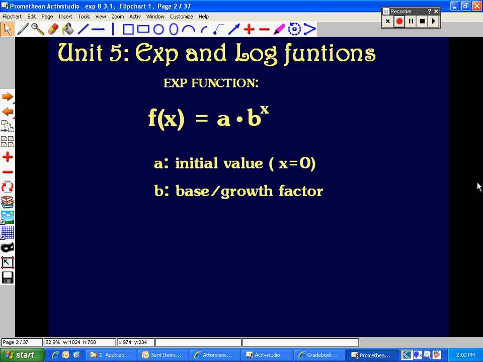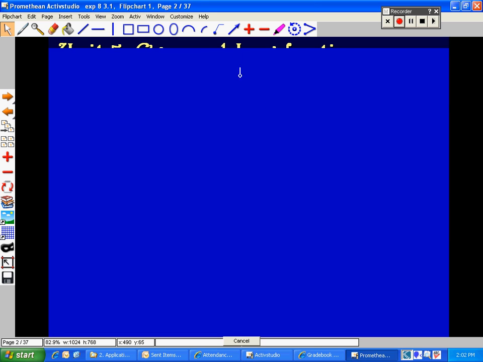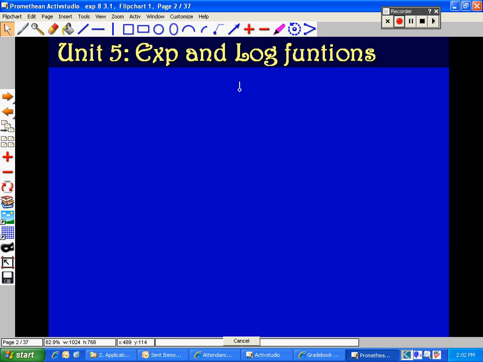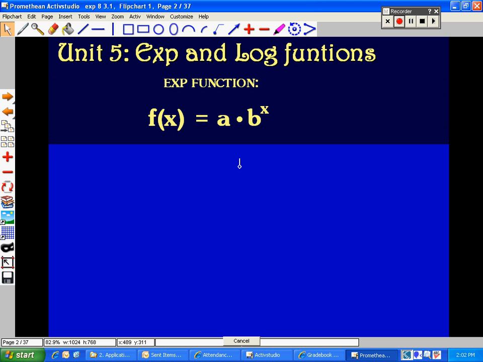So today's notes were on exponential and logarithmic functions. Today we're just going to focus on exponential functions. So this is our new unit. If I look at exponential functions, this is the form. Exponential functions have x in the exponent. B is our base, and a is our initial value.